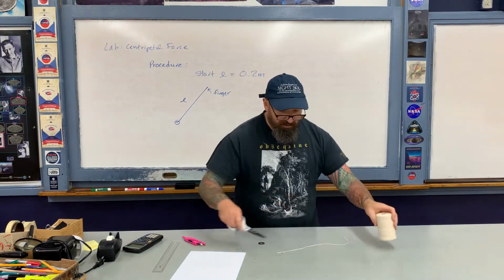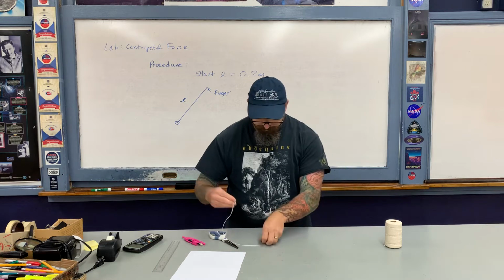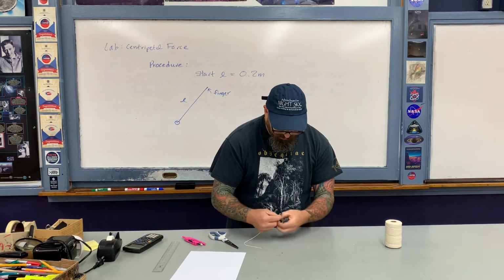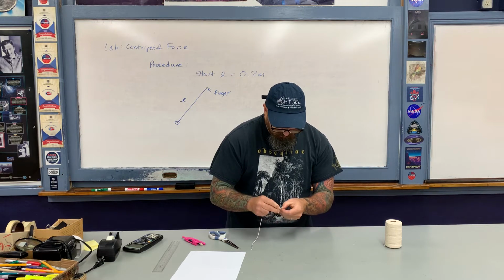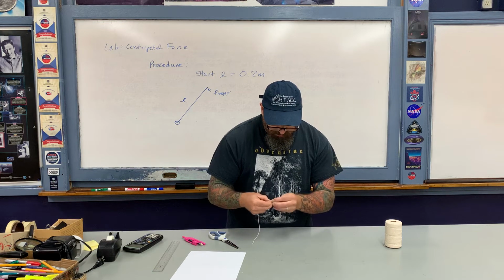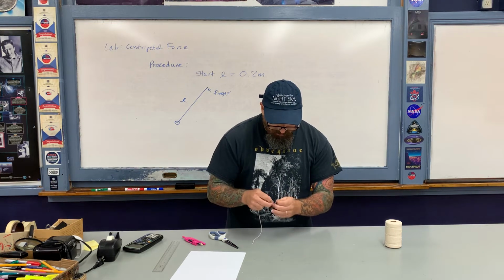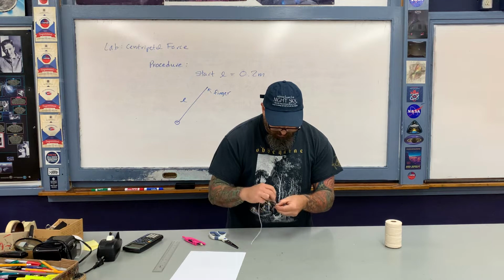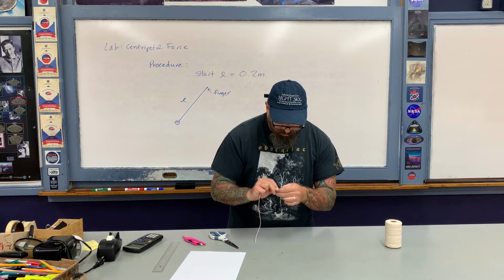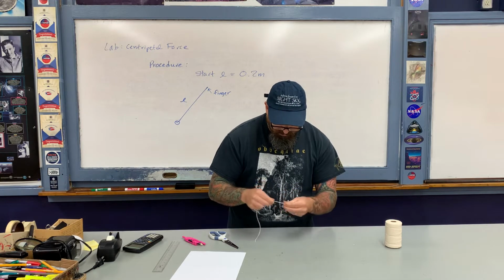I'm going to go ahead and cut a length of string like so. I'm going to go ahead and tie it like this to the pendulum, to the washer that is. Like so. Once again, you want to find a small object that you can easily tie the string to. You may have to be a little bit creative with that, depending upon what materials you have at home. But a washer works very well, like so.